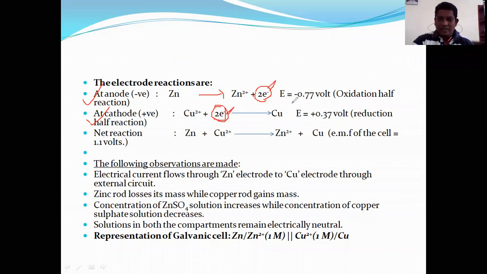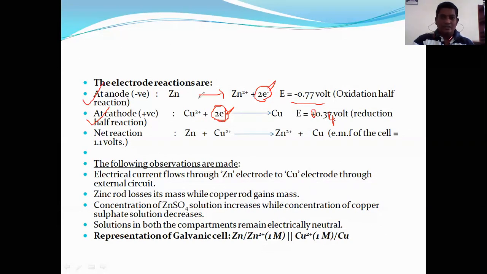Now the oxidation reaction is indicated by the negative symbol, and this point is very important. E is equal to minus 0.76 volt. This negative symbol indicates the oxidation reaction. The reduction reaction is indicated by the positive symbol. During the electrochemical reaction, the copper value is 0.37. In some textbooks it is given as 0.34; 0.34 is accurate.